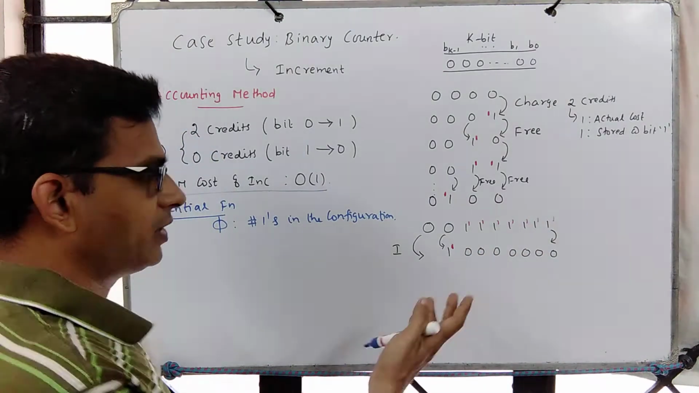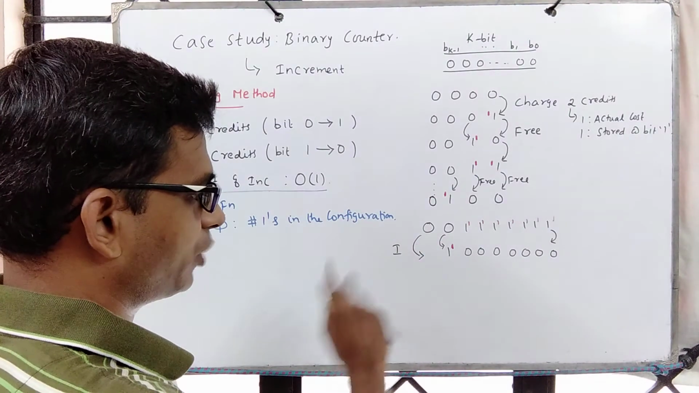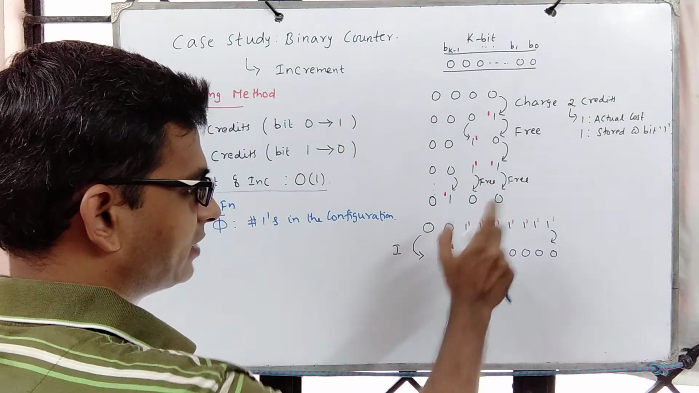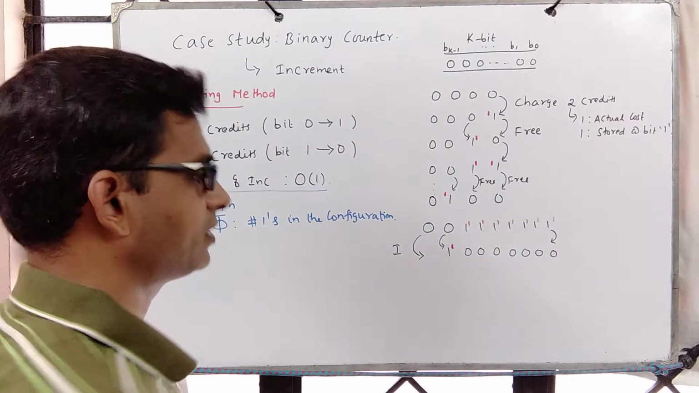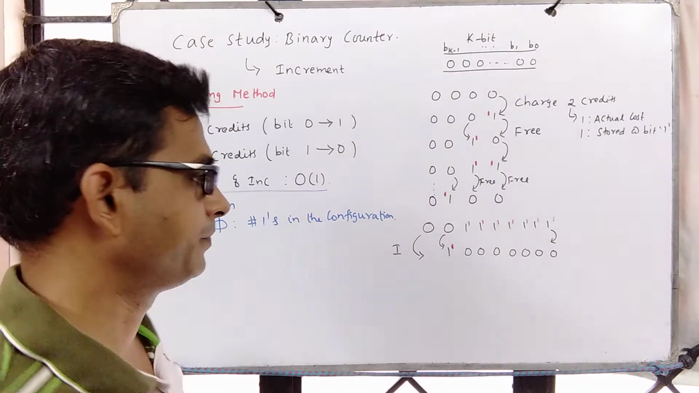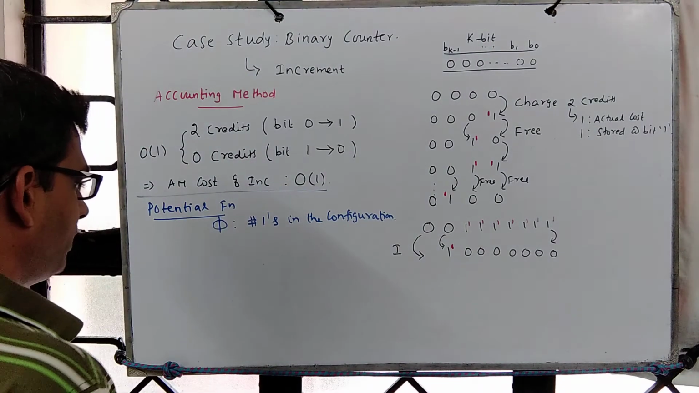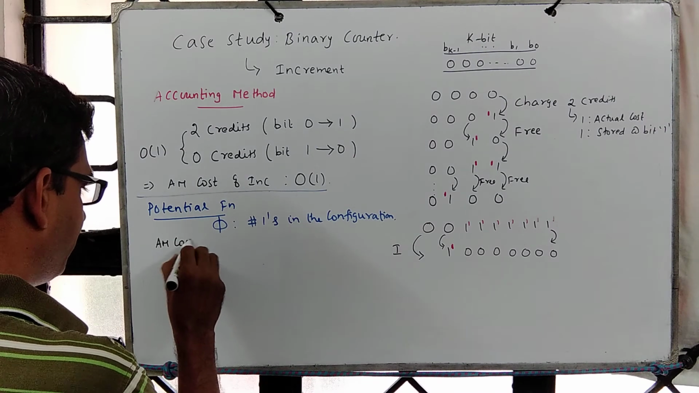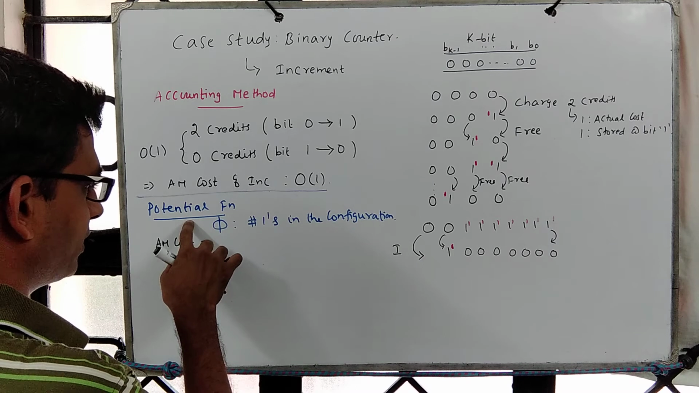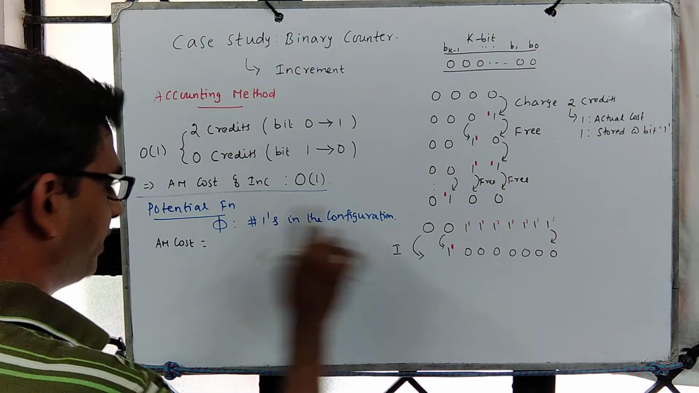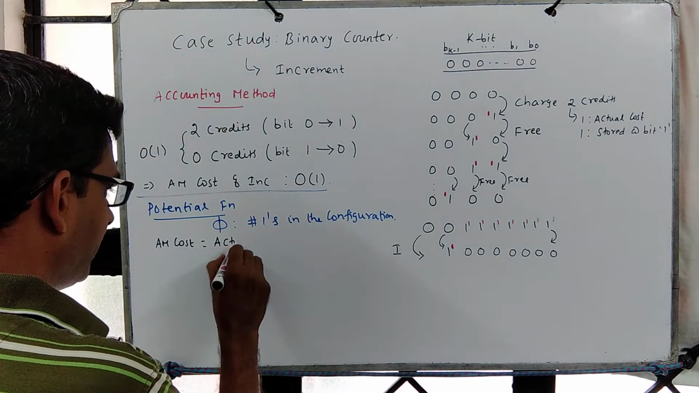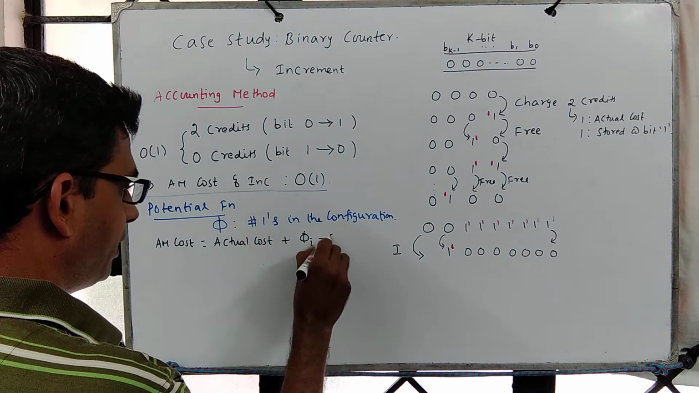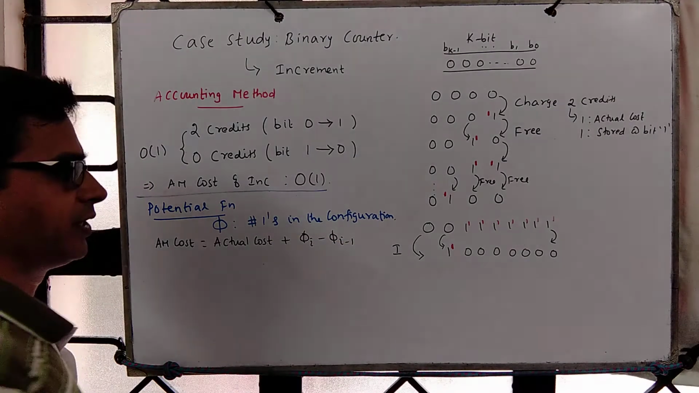Now on increment, we see that there will be a change in potential. The number of ones in this, it is 1. The number of ones over here, it is 7. And the change in potential is 1 minus 7. So now let's analyze what would be the amortized cost. The amortized cost of increment following the potential function method, with the potential function being this, is the actual cost plus the change in potential due to the ith increment.